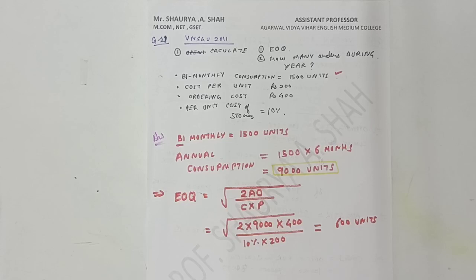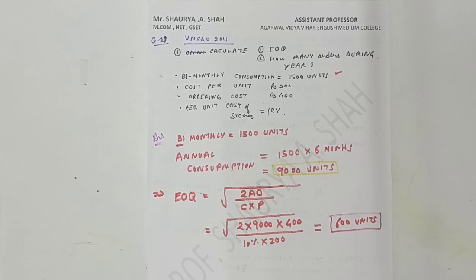So my answer comes to 600 units, I can say. Is it clear? Fine. Any doubts in this part to all the students? 2 into 9000 into 400. Okay. Is it clear? So 600 units is the answer which I am getting. So the very first answer they have asked is your EOQ. I hope it is clear.